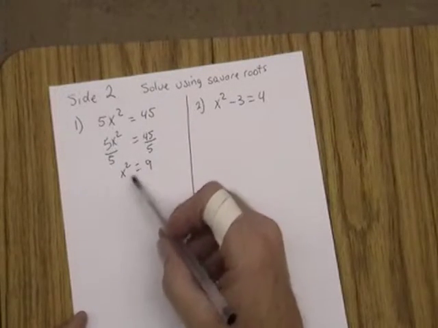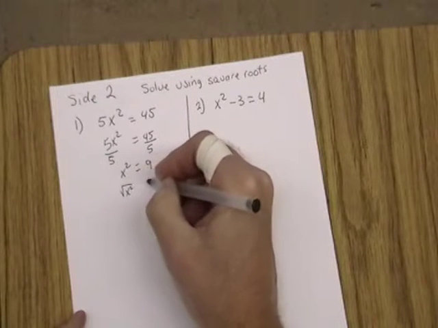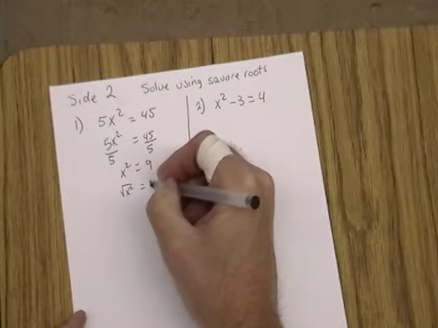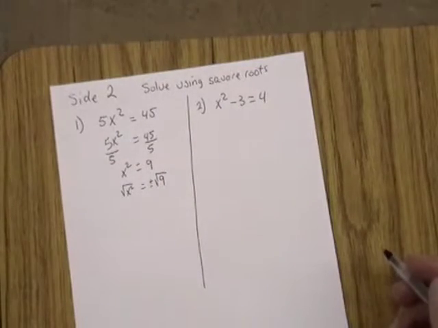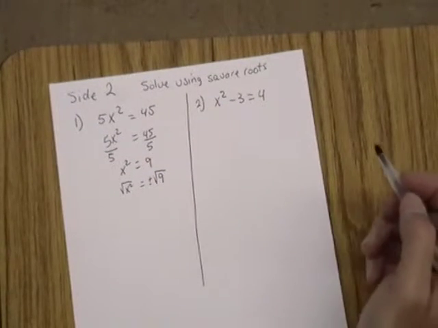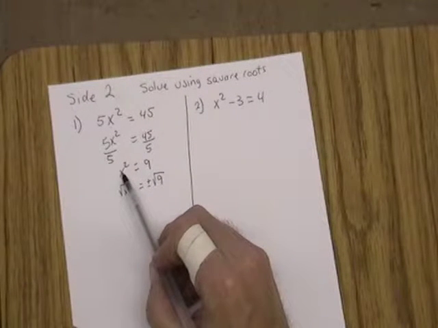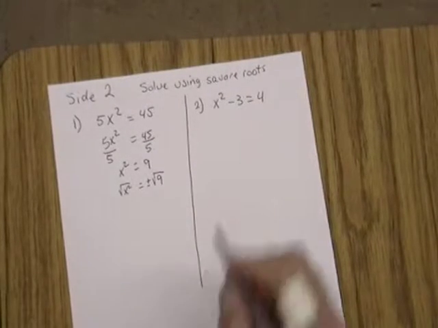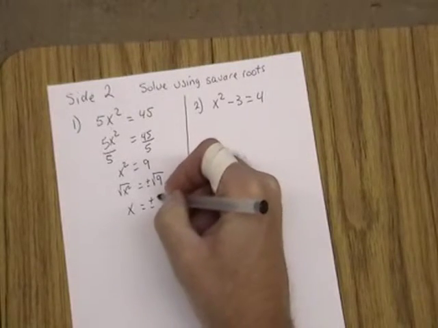And so when you take the square root of both sides, this is going to be the positive or negative square root of 9, because you can square a negative to get a positive, and we can square a positive to get a positive. And so x then is equal to plus or minus 3.